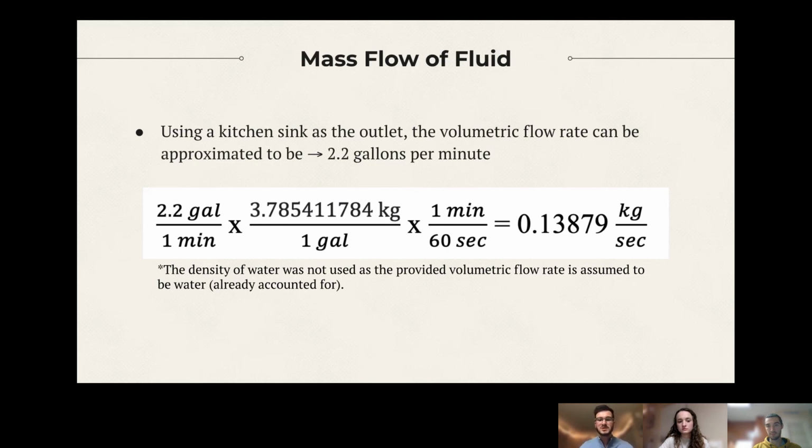In order to convert the volumetric flow rate into a mass flow rate, the gallons were converted into kilograms, and the minutes were converted into seconds, as seen in the math on the slide, leaving us with a mass flow rate of 0.13879 kilograms per second. We will now go into the degrees of freedom, which is going to be discussed by Tyler.